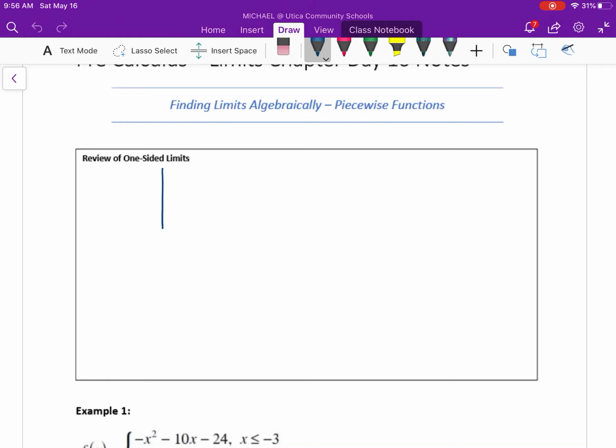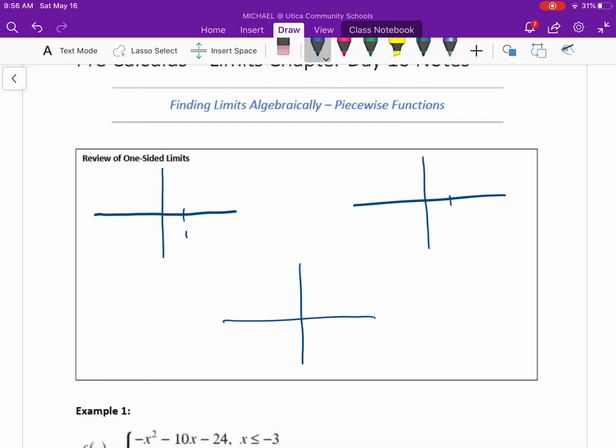Okay, let's review how to find one-sided limits. There's a few different examples. Let's say that we're looking at one. I'm going to draw a couple of these in here. And in all of these cases, we're going to look at the limit as x approaches 1 from both sides, from the positive, the negative, and then in general.